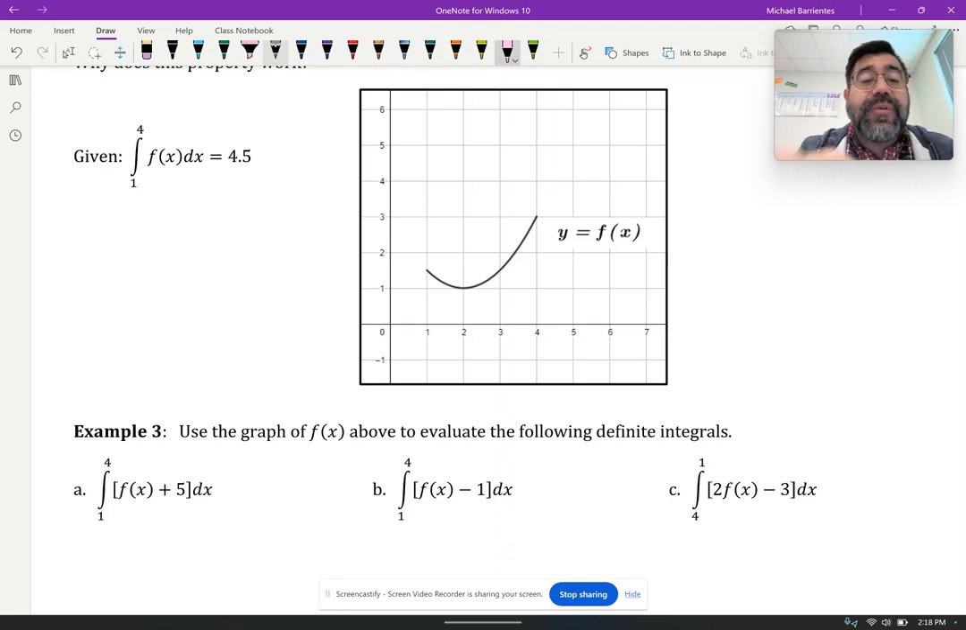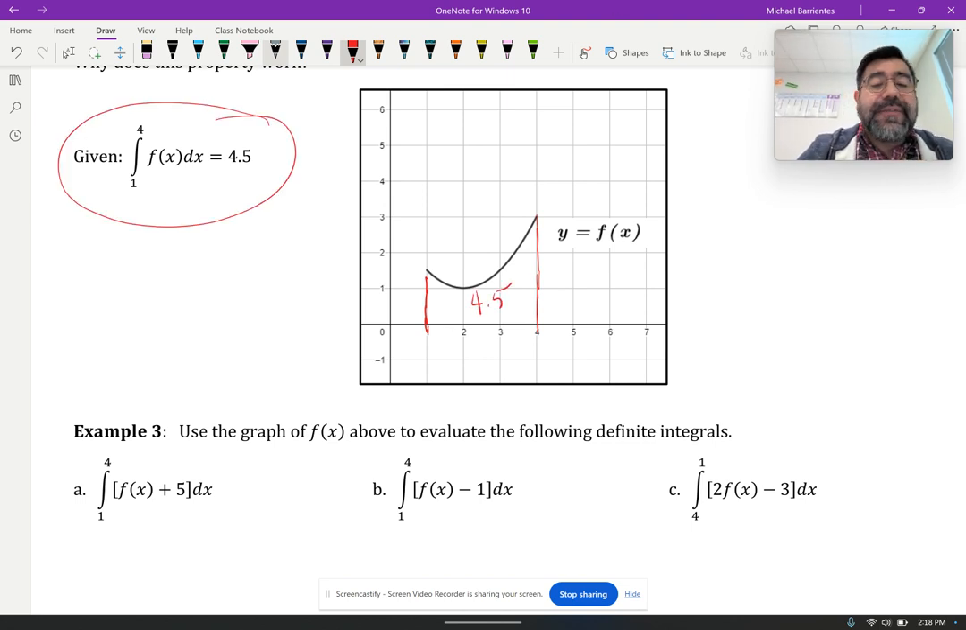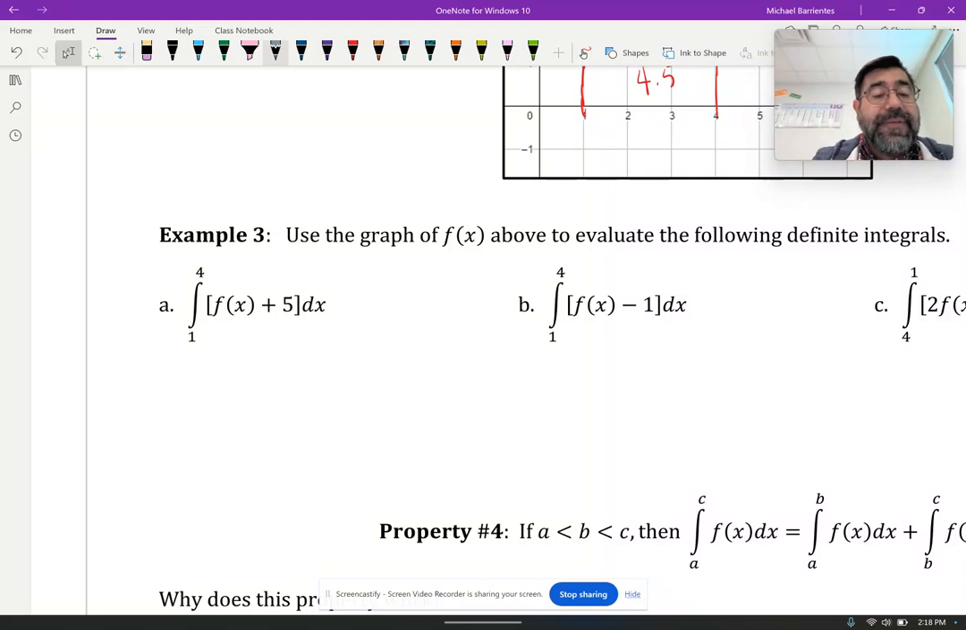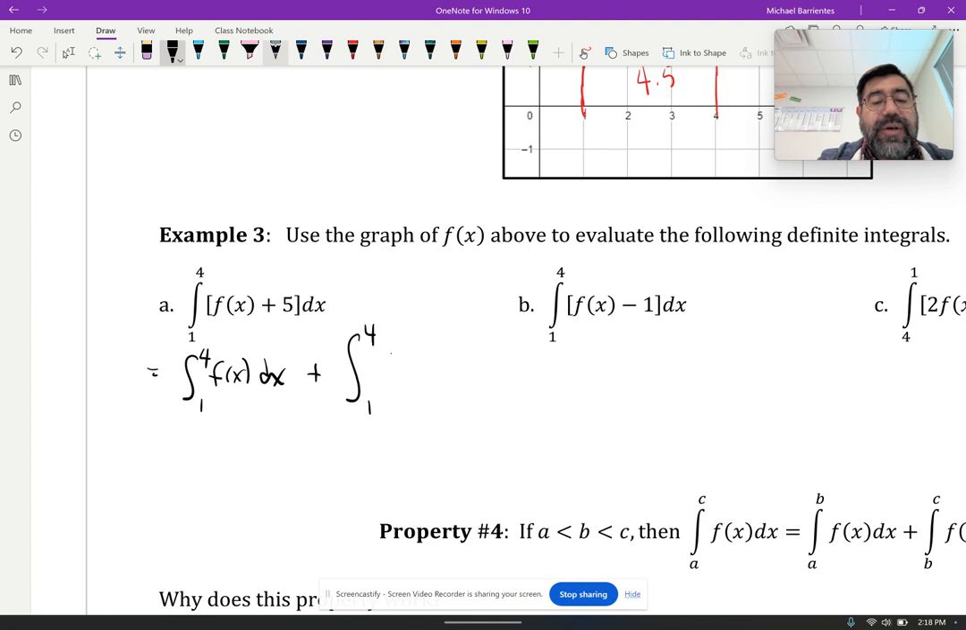So let's see, what do we know? We know that the integral from 1 to 4 of f of x is 4.5. How do we know this? It's given to us. What we want to know is the integral between 1 and 4 of f of x plus 5. Again, if we follow this rule, it's the same thing as the integral from 1 to 4 of f of x dx plus the integral from 1 to 4 of 5 dx.